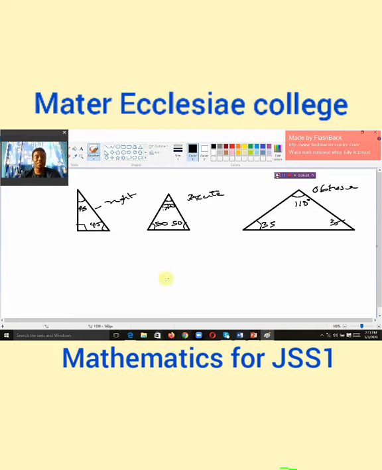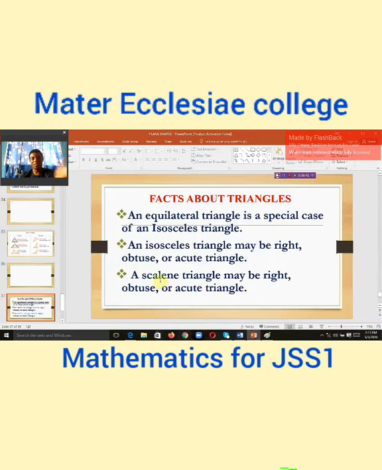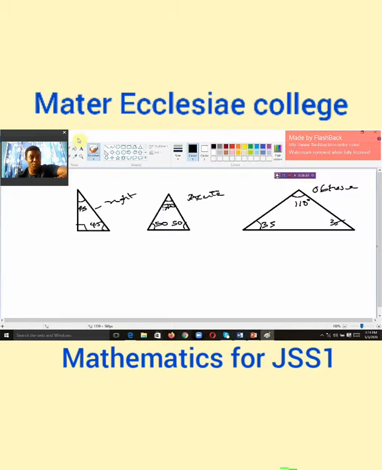And let's look at the third one. We're learning new facts. These are new things. So a scalene triangle may also be a right angle triangle, may be obtuse, and may be acute. Let me show you why. A scalene triangle. Let me draw another set.